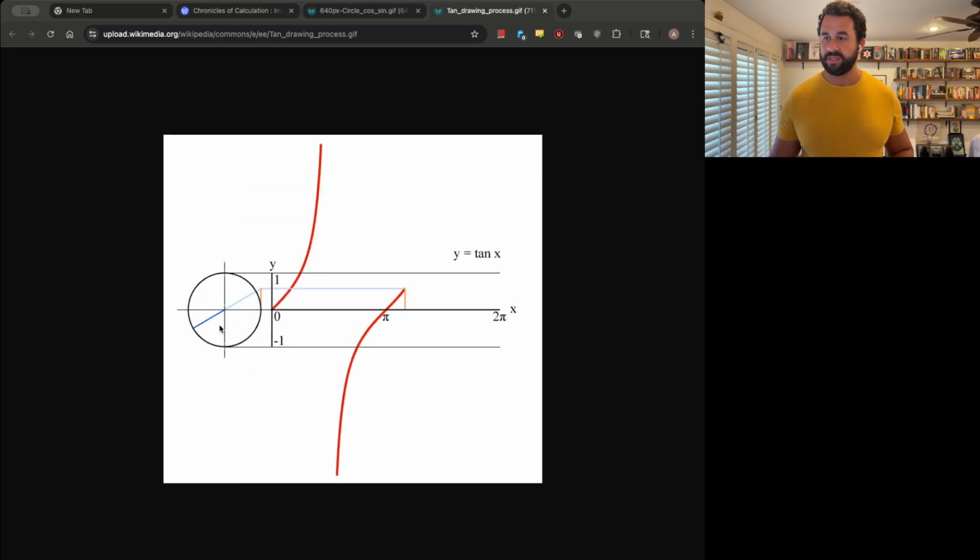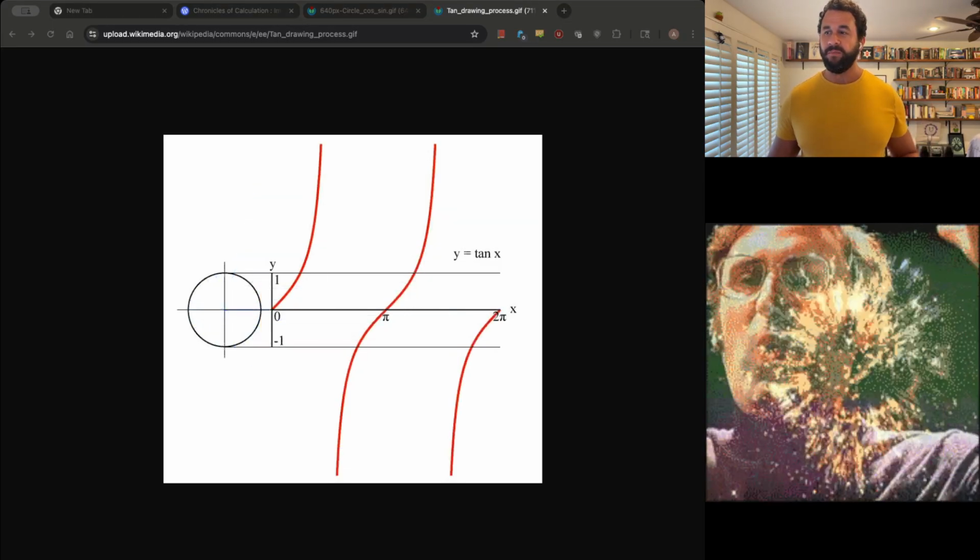But notice that the moment this line gets to the other side of pi over 2, that angle, the slope of the line is now negative. It's going downward. That's why the tangent graph goes up to infinity on the left of pi over 2, and then snaps down here to negative infinity on the other side of pi over 2, and then swoops back up. That's what you're getting. And then, again, for me, boom, mind blowing.